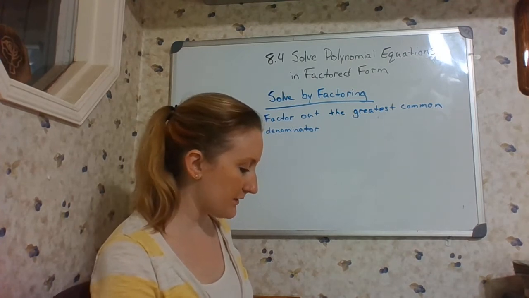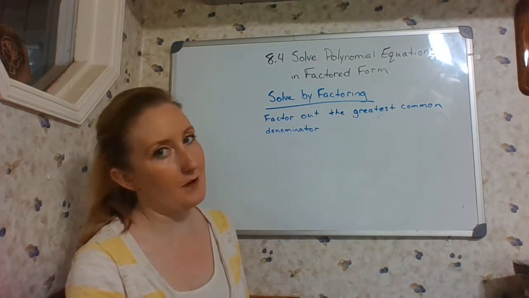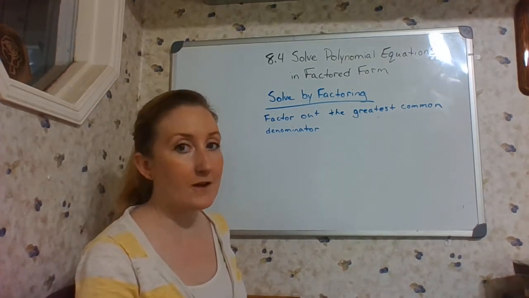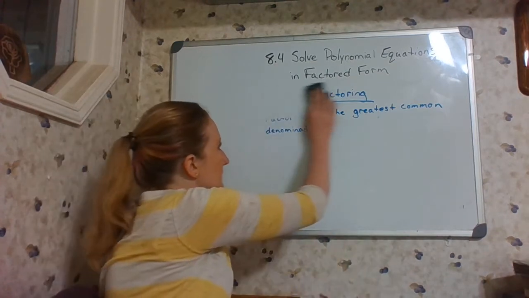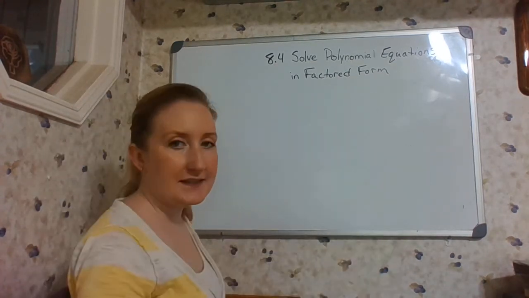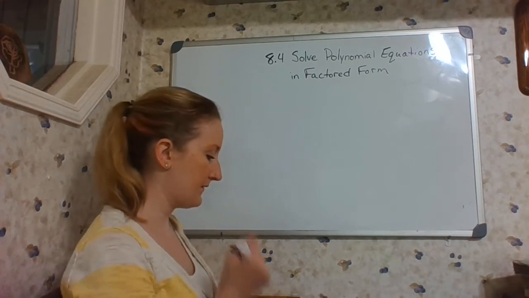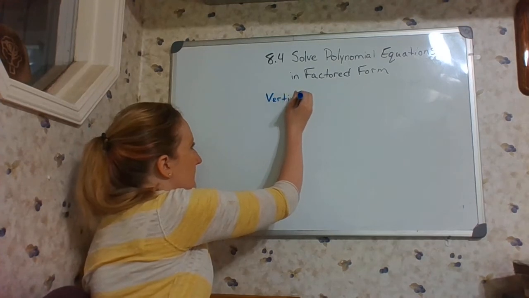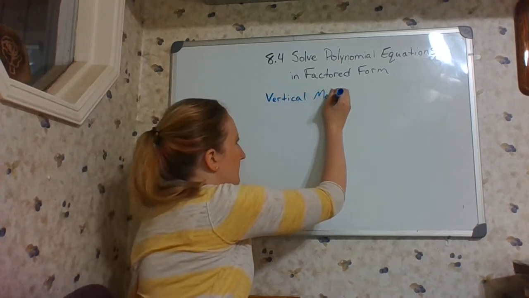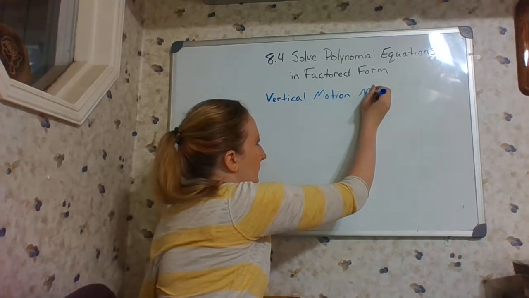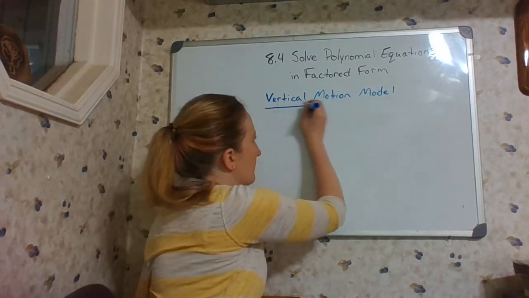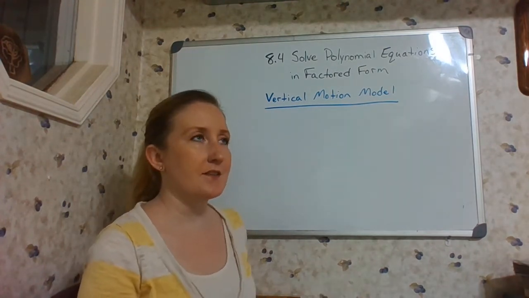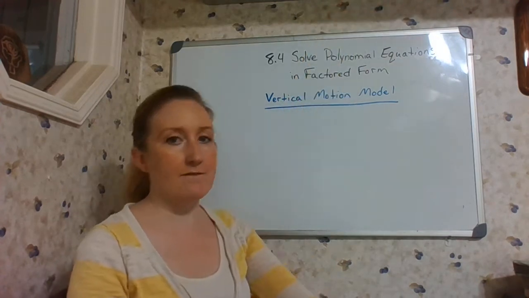The last thing we're going to talk about is the vertical motion model. And this is basically about things jumping or being thrown and then falling back down. So we get to have a neat little formula that we use for that. So, the vertical motion model. Now specifically, this does, like I said, refer to things that are either jumping or being thrown into the air and then falling back down.